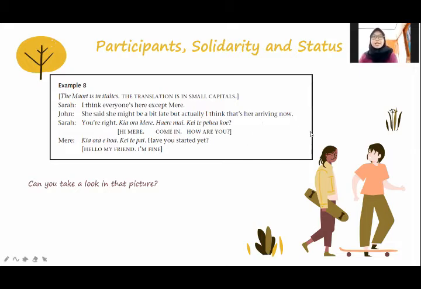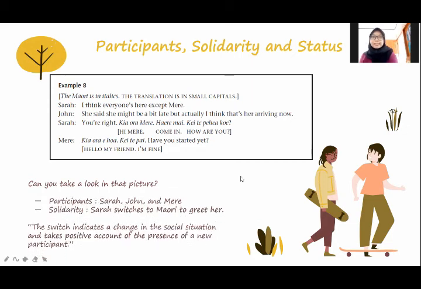That picture is a conversation between three people, Sarah, John, and Mary, who were the participants. Sarah switched to Maori to greet her. The Maori greeting is an expression of solidarity. So a code switch may be related to a particular participant or addressee. In this case, the switch indicates a change in the social situation and takes positive account of the presence of a new participant. Next slide.